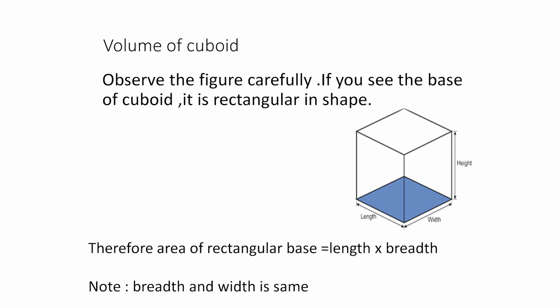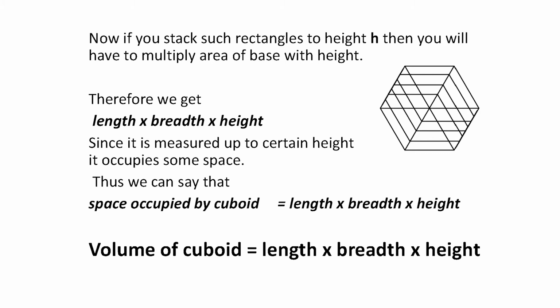Let us learn how to find volume of cuboid. Observe the figure carefully. If you see the base of cuboid, it is rectangular in shape. Therefore, area of rectangular base is equal to length multiplied by breadth. Note here students, breadth and width is same. Now, if you stack such rectangles to height h, then you will have to multiply area of base with height. Therefore, we get length multiplied by breadth multiplied by height.